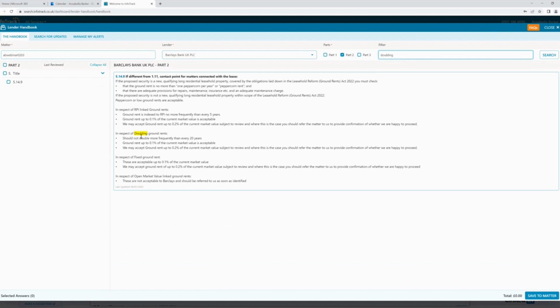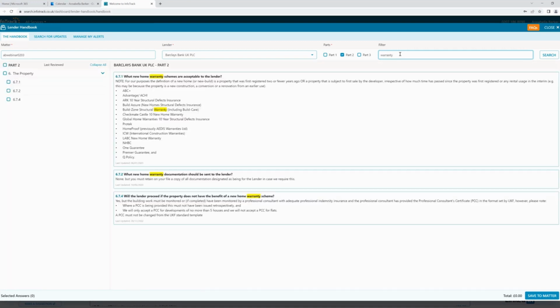We monitor the handbook throughout the day to check for updates. One thing that we notice being changed quite frequently is the new build warranties. So if we type warranty into the search bar, we can see what this lender currently accepts. And then likewise, if we search for indemnity, we can see all questions and answers which refer to this.